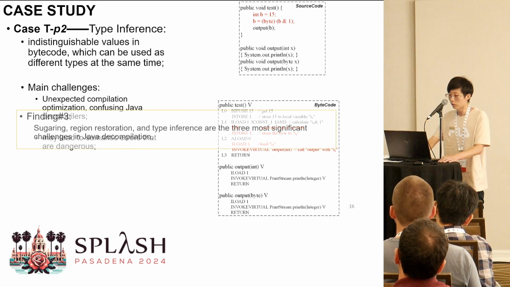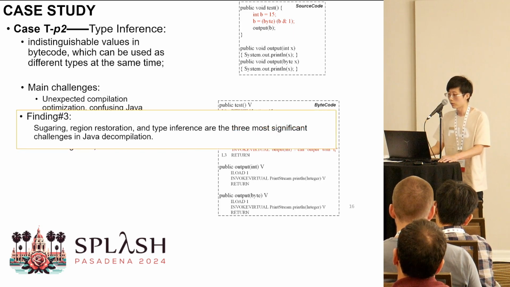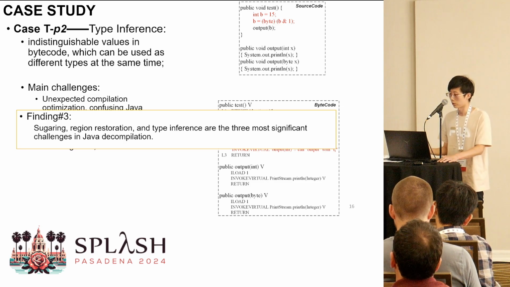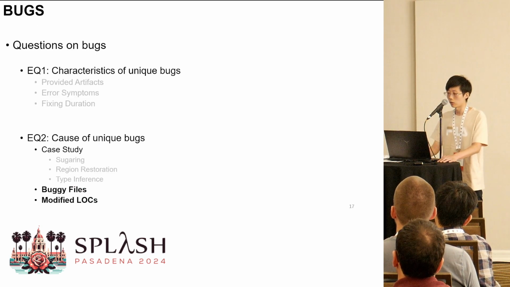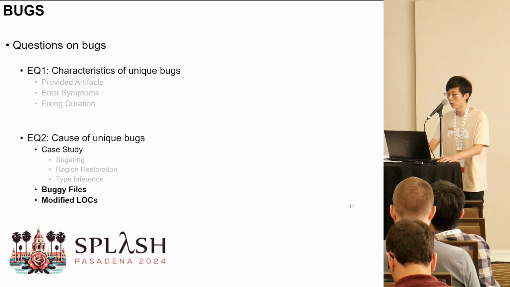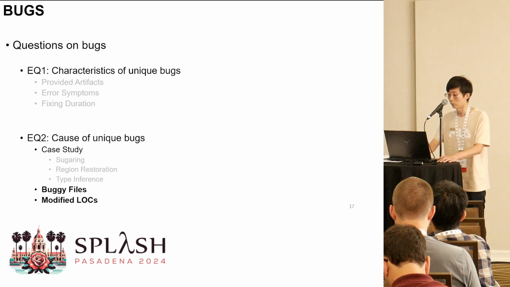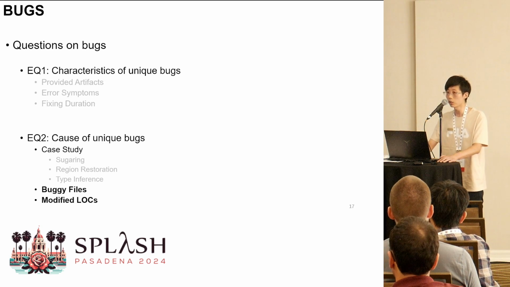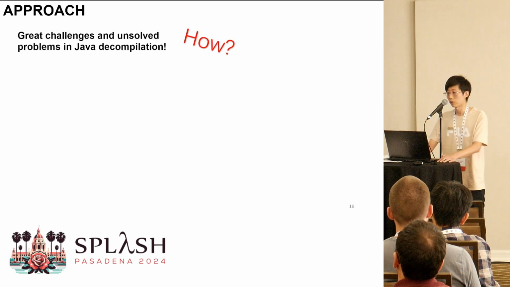It is our third finding that these three kinds of cases pose the most challenges in Java decompilation, and developers should be cautious when handling them. There is further information regarding the causes of these unique bugs, including the details about the buggy files and the modified lines of code, but due to the time constraint I can't cover them all here. You can refer to our paper for more details, and they are all publicly available with our artifacts. And that is all of our study.